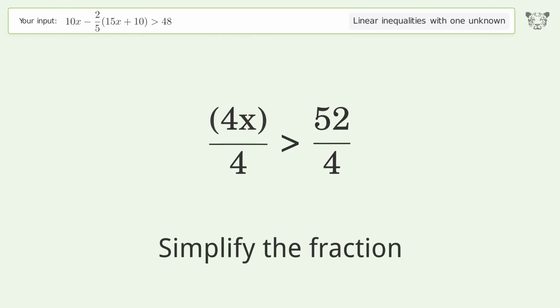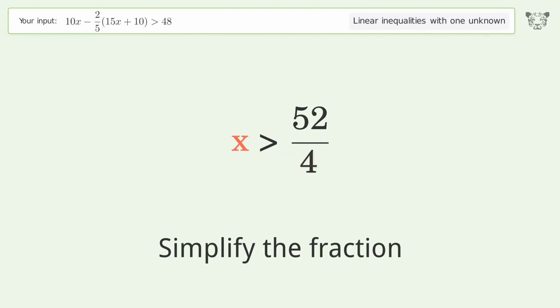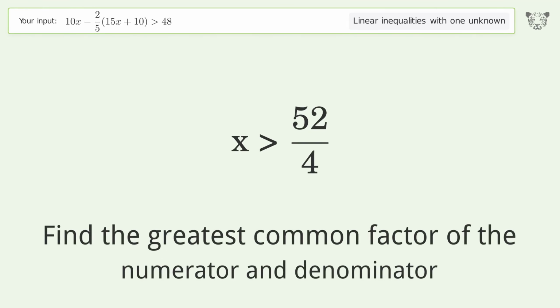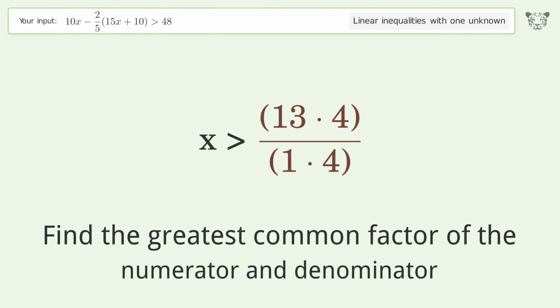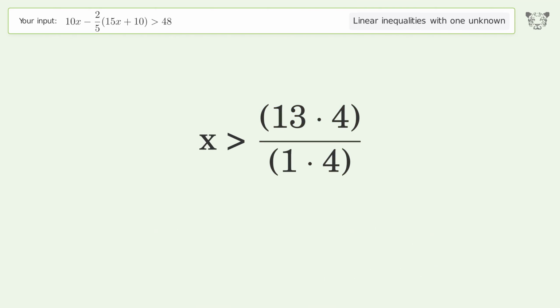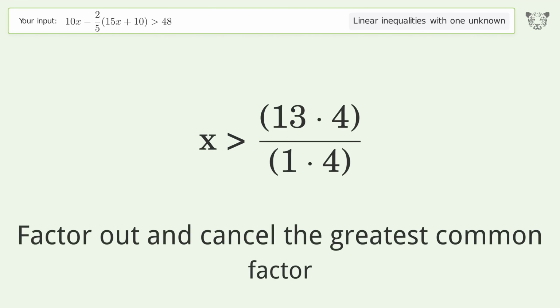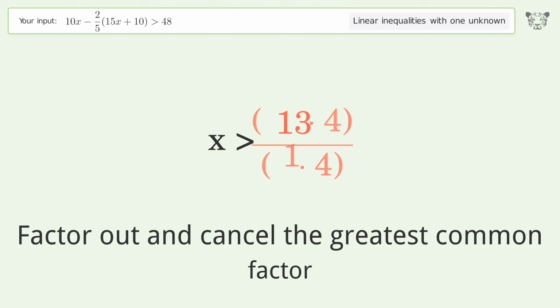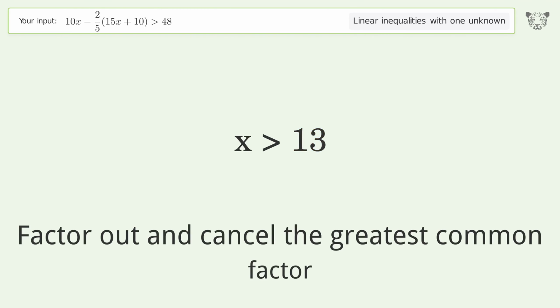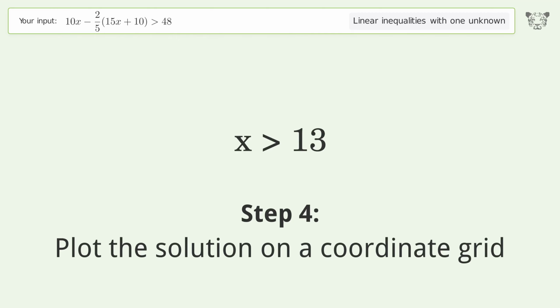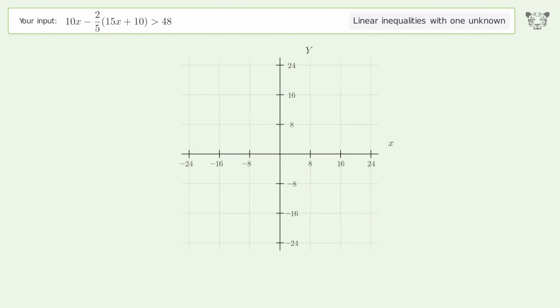Simplify the fraction. Find the greatest common factor of the numerator and denominator. Factor out and cancel the greatest common factor. Plot the solution on a coordinate grid. And so the final result is x greater than 13.